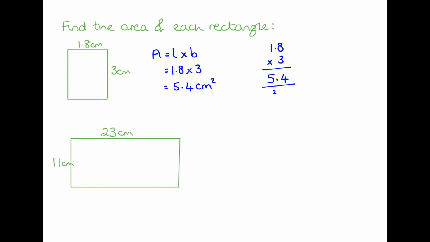It doesn't actually matter if this rectangle was drawn to scale or not, because it tells us what the lengths are. In maths, if it tells you it's a length, that's the length that you take it to be. You don't bother measuring it. So the next one, again, we're going to write down our little formula. A equals L times B. So length times breadth. We're going to do 23 times 11. And again, we're going to do this at the side.